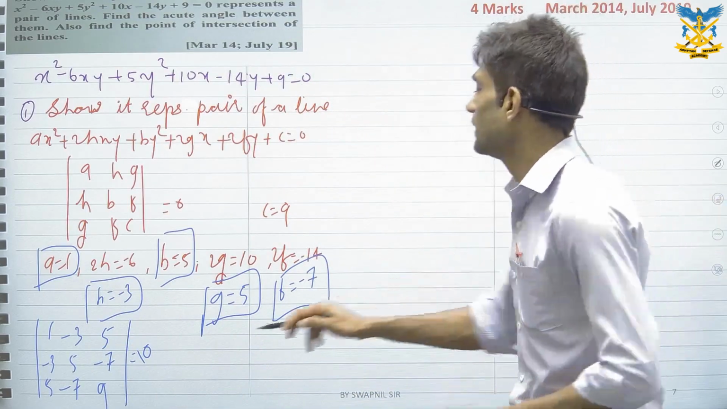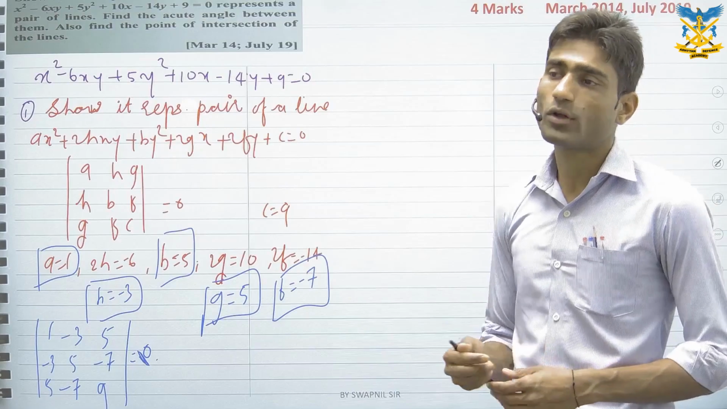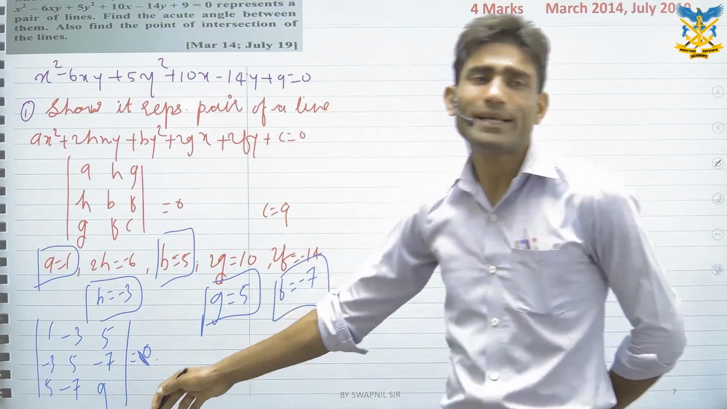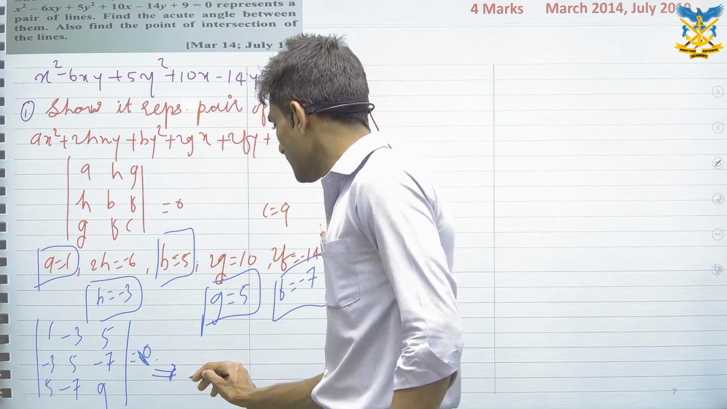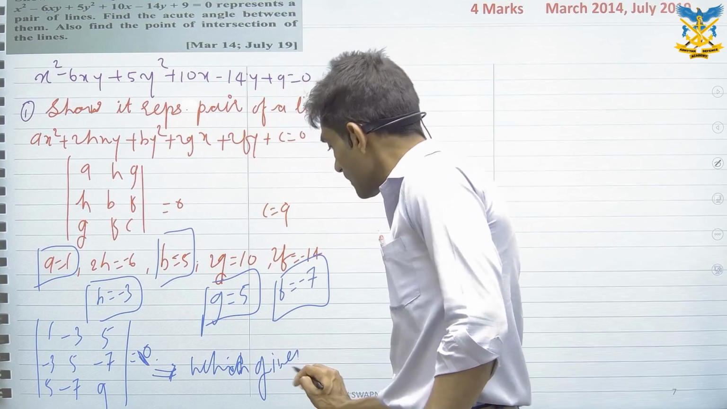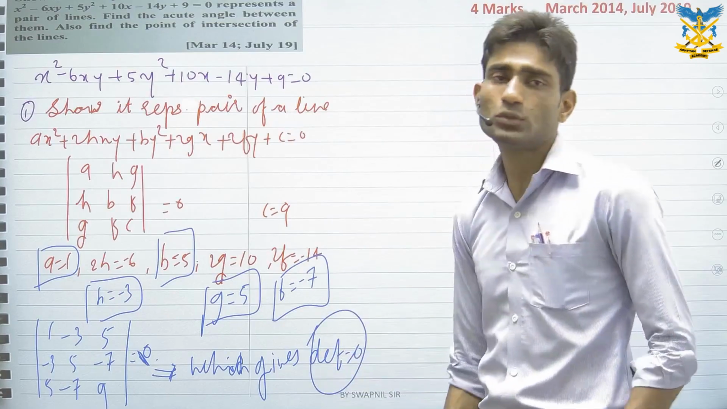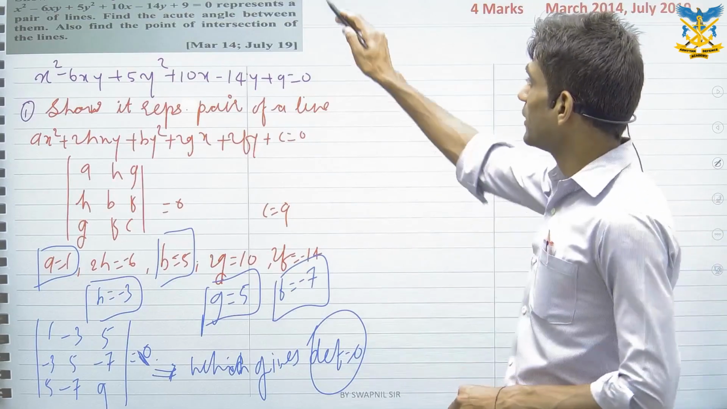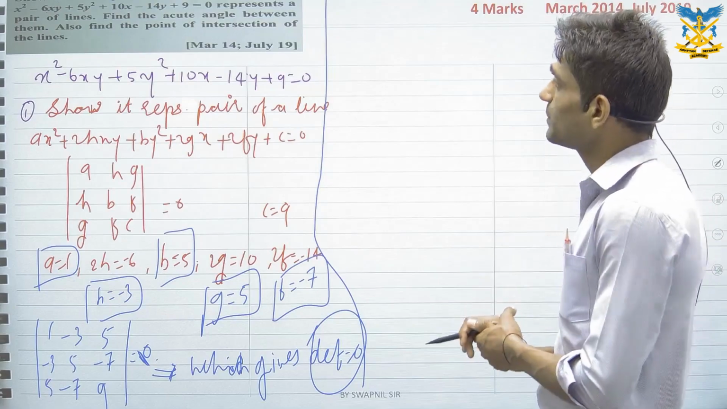If this determinant goes to 0, that means our given general equation represents a pair of straight lines. We need to find out the calculation. So at the end, after finding this 3 by 3 determinant, you will get the determinant as having value 0. So if the determinant is 0, that means our general equation represents a pair of straight lines. Now let's move to the next part of the question.